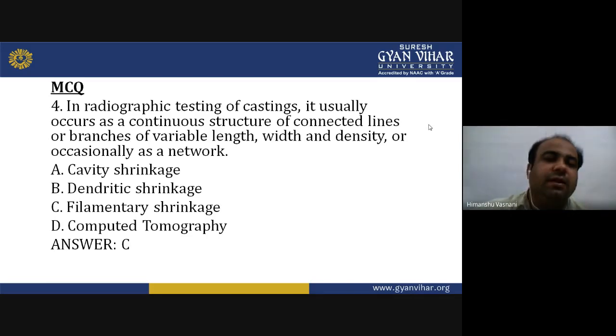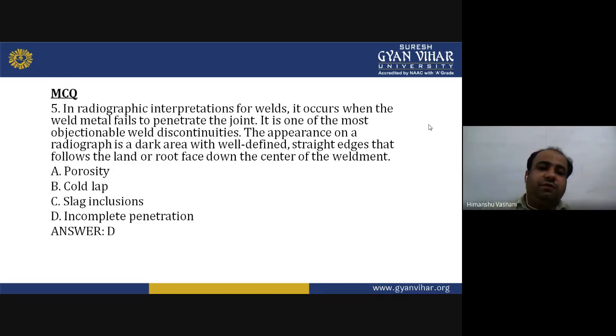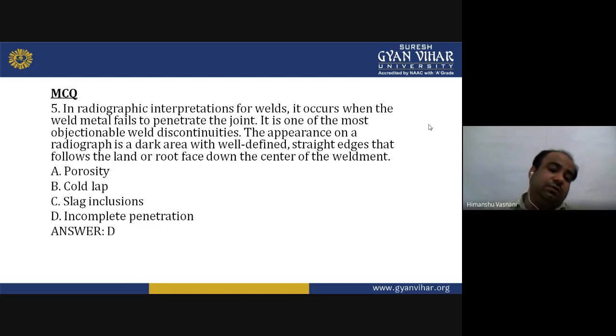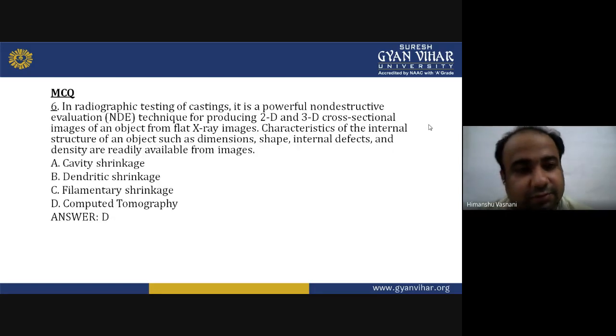Okay. Now in radiographic interpretation for welds, it occurs when the weld metal fails to penetrate the joint. It is one of the most objectionable weld discontinuities. The appearance on a radiograph is a dark area with well-defined straight edges that follows the land or root face down the center of the weldment. What do we call this? We call this incomplete penetration.